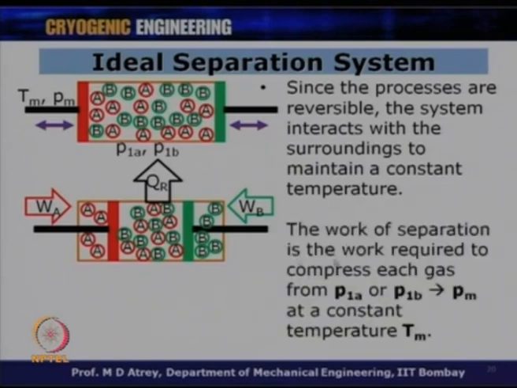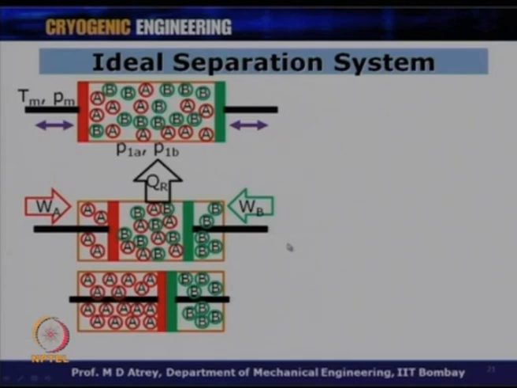The work of separation is the work required to compress each gas from its partial pressure P1A to Pm and P1B to Pm. Piston A is compressing gas B, while piston B is compressing gas A. So, WB is the work done on piston B, while WA is the work done on piston A. And what is this compressing? Compressing gas B from partial pressure P1B to the mixture pressure Pm, and the whole process is carried out at temperature Tm. So, here you can see that the gases A and B have been separated.